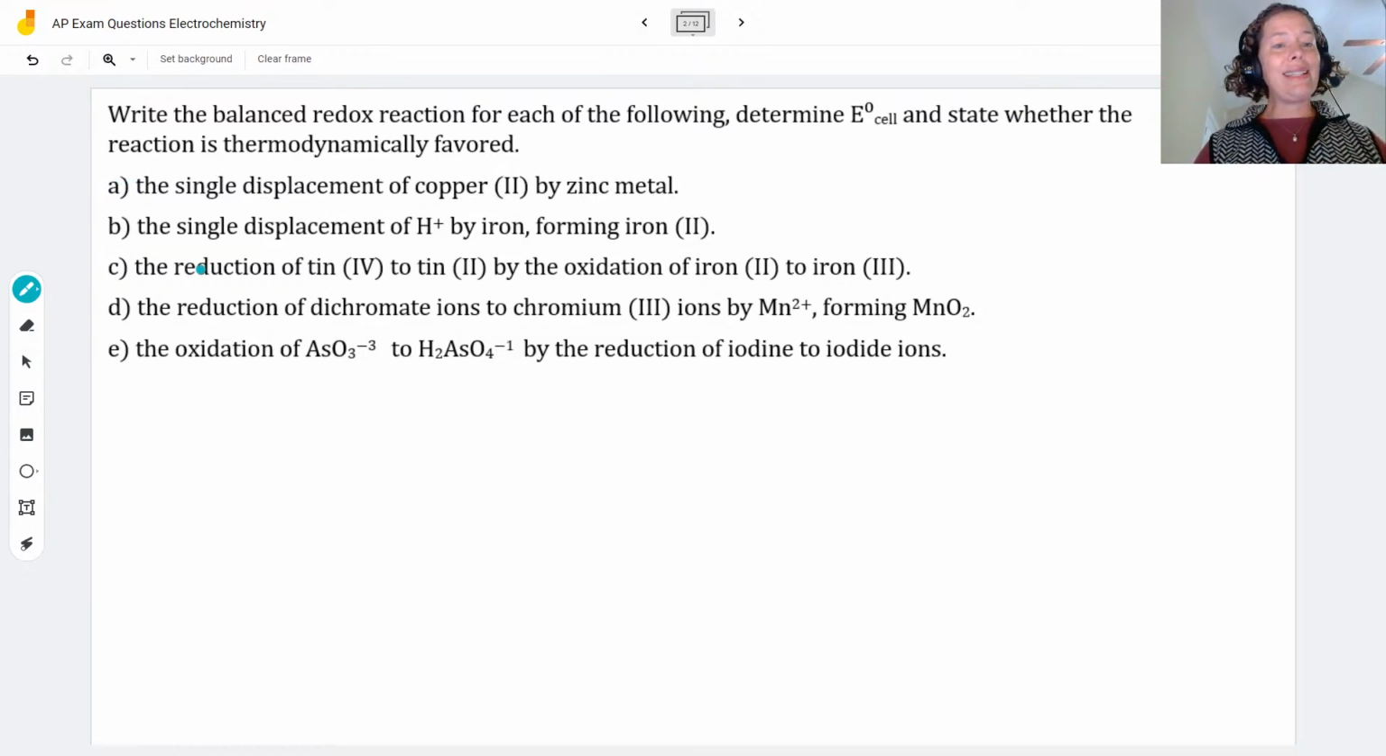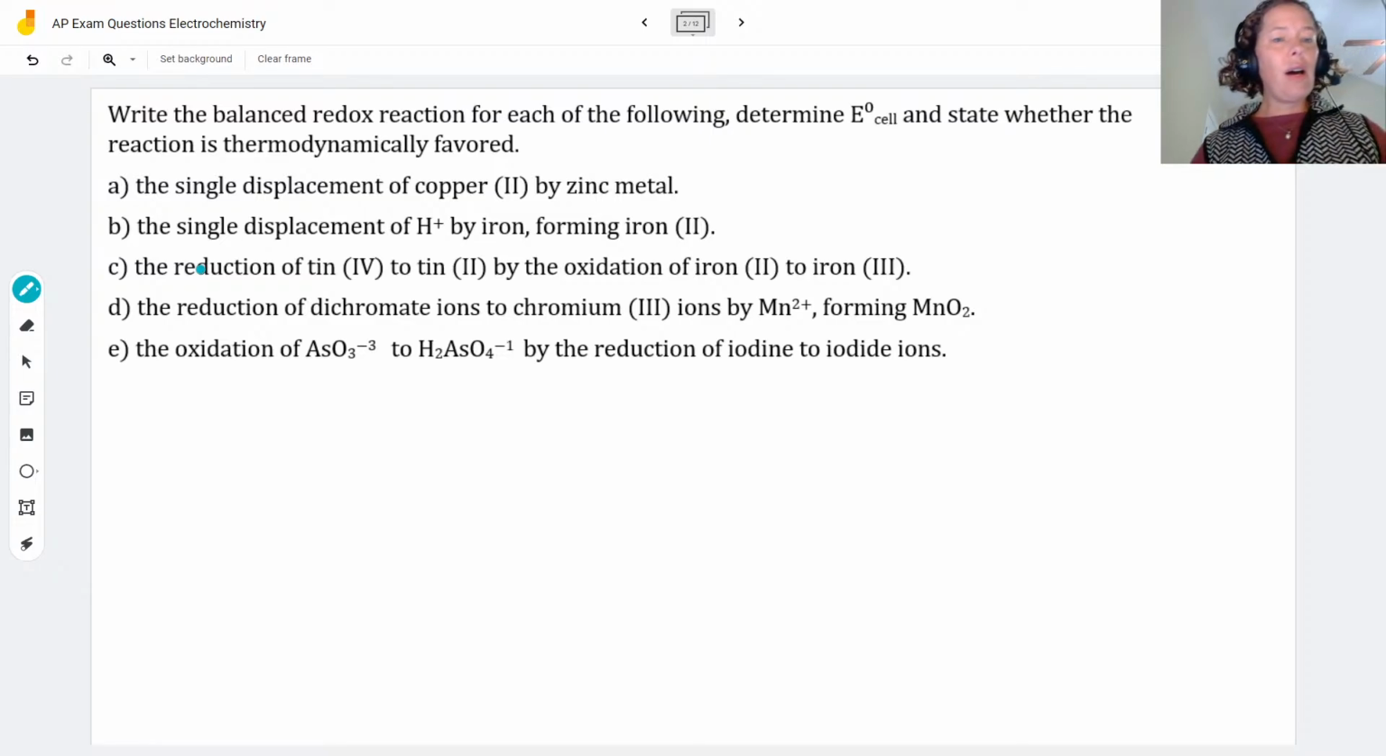So question A says the single displacement of copper 2 by zinc metal. So the first thing that we're going to need is a balanced redox equation to know what's going on here. There are really kind of two ways to do this. For reaction A and reaction B, I'll do it one way, and then for reaction C, I'll show you a different way to do it.